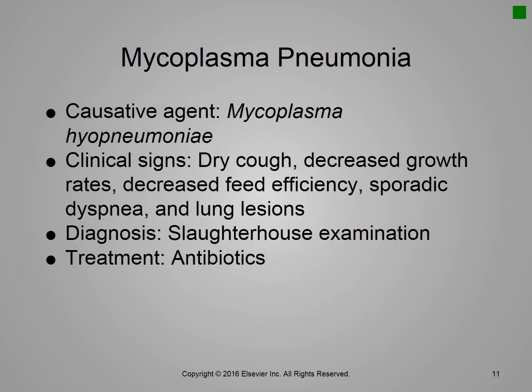Mycoplasma pneumonia, caused by Mycoplasma hyopneumoniae: dry cough, decreased growth rates, poor feed efficiency, sporadic dyspnea, lung lesions. You don't really find this that much. You've got these coughing pigs and all that kind of stuff. Most of them do fine. If you treat them with antibiotics, especially, they'll do fine. Most of them will live no matter what you do. But a lot of times you'll go to the slaughterhouse, and that's where you find the lung lesions. There can be some significant scarring of the lungs because of the Mycoplasma pneumonia.